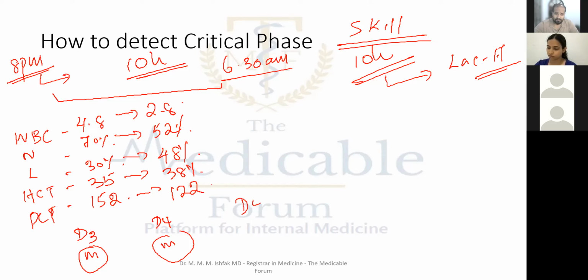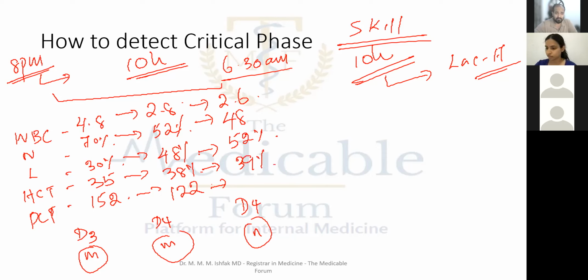Now day 4 night, he's very enthusiastic, he's very self-concerned. So he has a lab right in front of his house. So he quickly goes and repeats a full blood count in the night. So the count is 2.6. Neutrophil ratio is now 48. This one is 52. And hematocrit is now on the rise. And platelets are, let's say, 79.